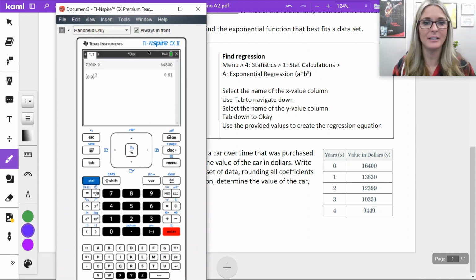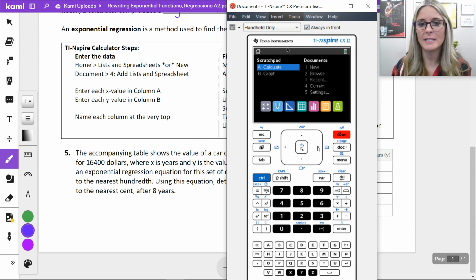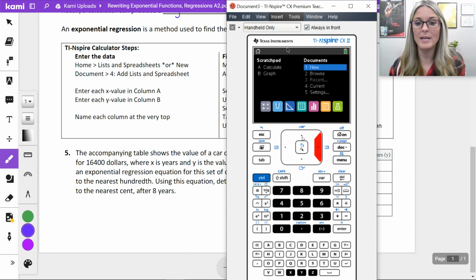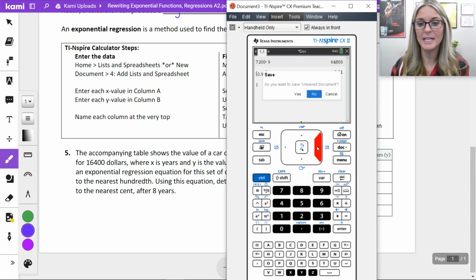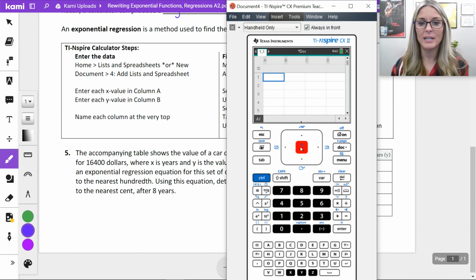So grabbing my calculator, we're going to go from the home screen to a list in spreadsheets. You can do that from new document, or you can use that center app there to get a list in spreadsheets. I don't need to save. Number 4, list in spreadsheets. And we're going to enter all of our data in column A and column B, and we'll have to label each column at the top.